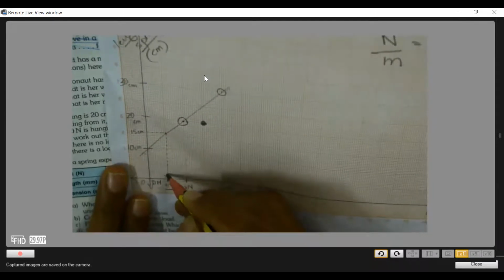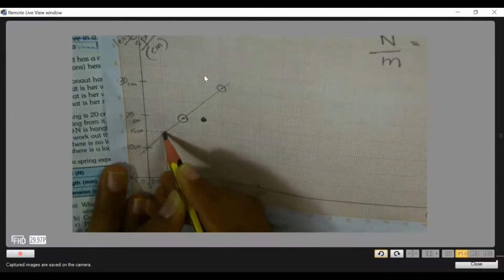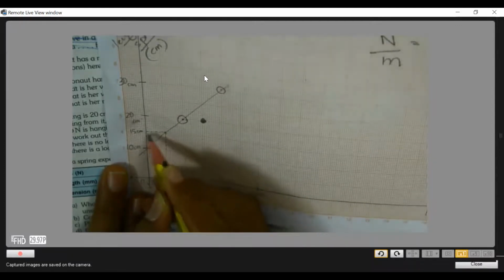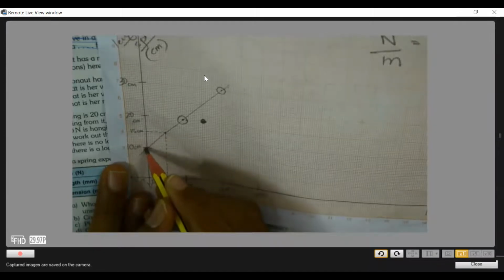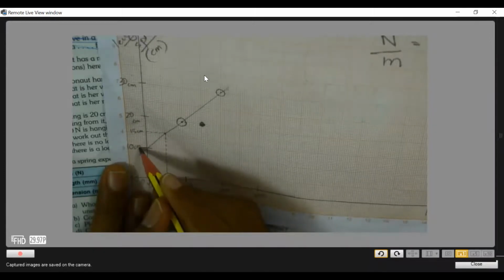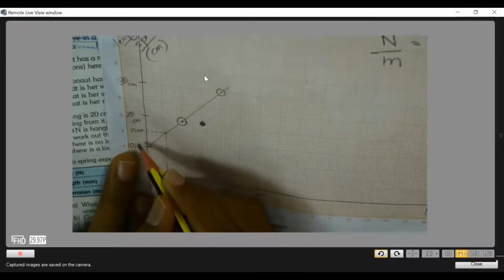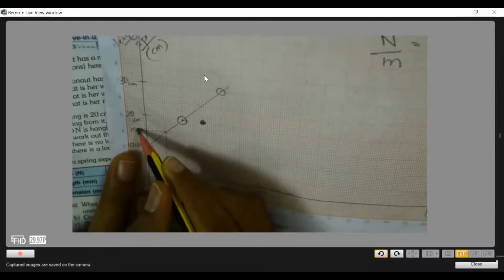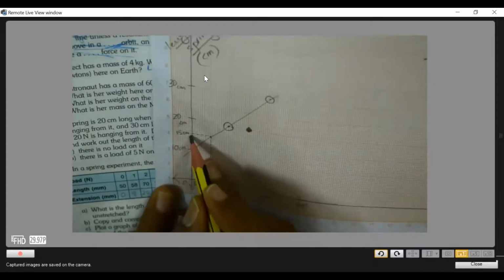So I will find 5 Newton on the graph and see where it meets the line. What is the corresponding y-axis value? When I counted the boxes, I know that this is cutting exactly midway between 10 centimeters and 20 centimeters, which is 15. 15 is exactly between 10 and 20, right? So that means at 5 Newton, the length of the spring would be 15 centimeters.